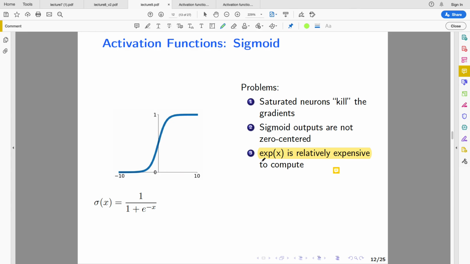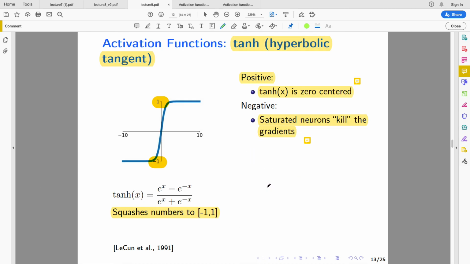Another problem is, of course, that the exponential is relatively expensive compared to other functions, like we just showed using the calculator. So we shall continue from this one, tanh.